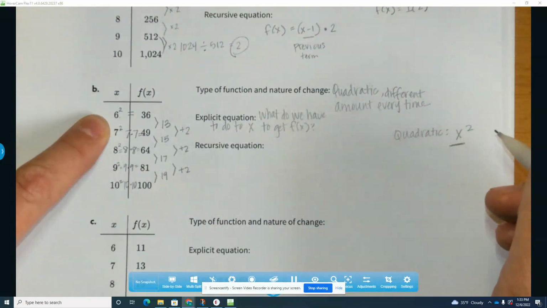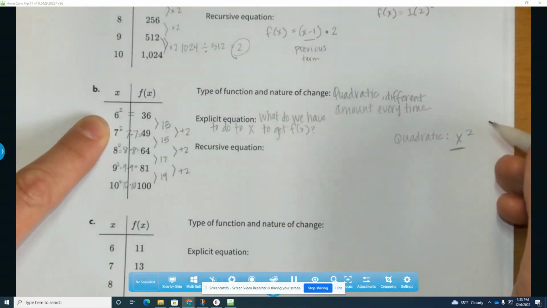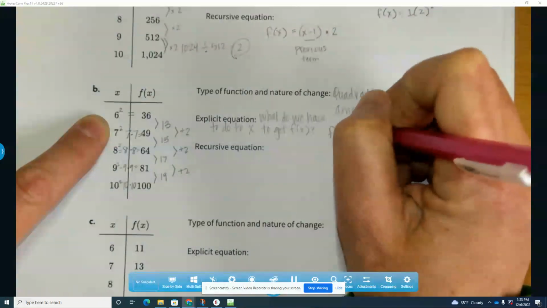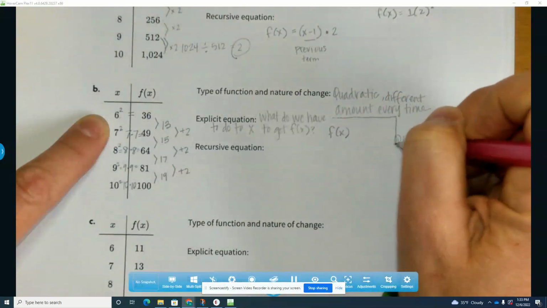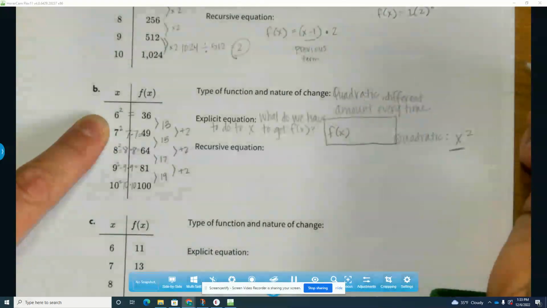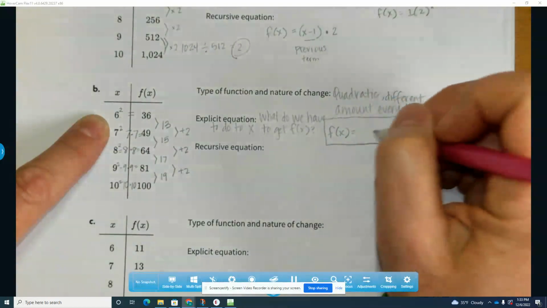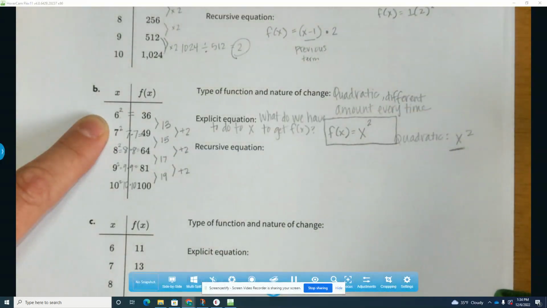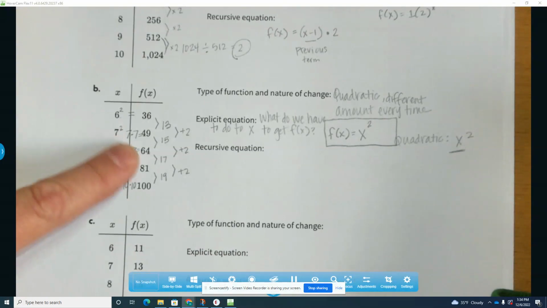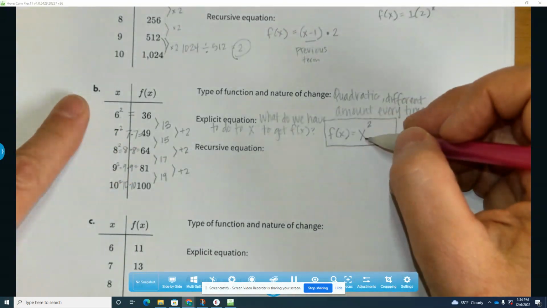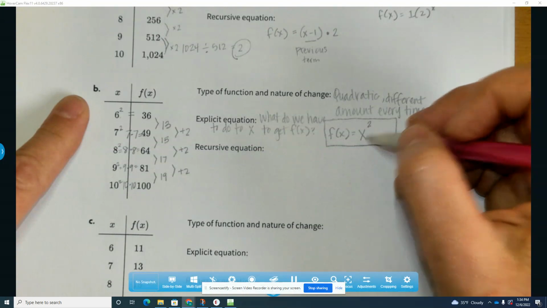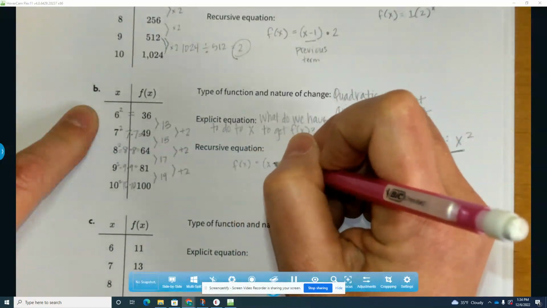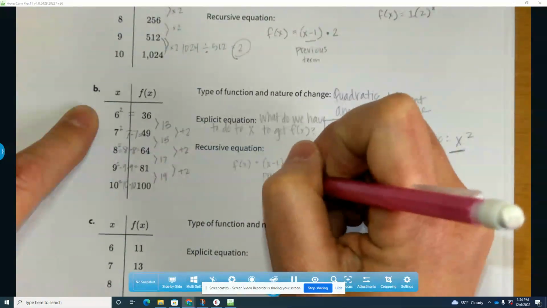Okay, so for every x that we have, we need to square it to get our y, or our f of x. So when we write our equation, we are simply saying what has to be done to x to get f of x. And in this case, we have to square it. And that's it. That's all we have to do to our x to get our y. And so that's all our equation needs for the explicit. The recursive is a little harder. It still has the x minus 1 in it, still talking about the previous term.